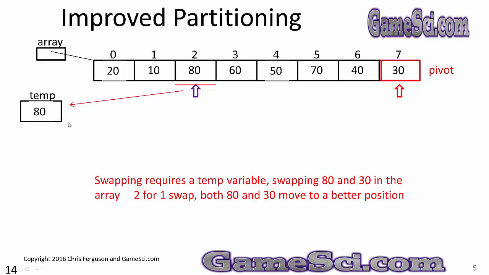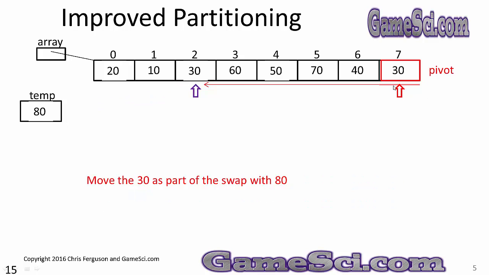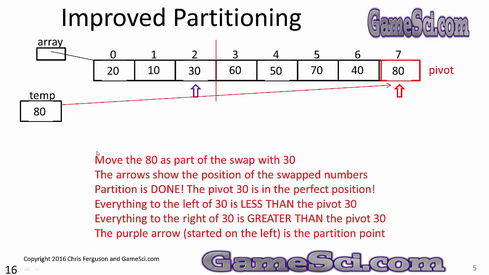Once again, we're getting a 2-for-1 swap. The 80 and the 30 both move to better positions. The 30 moved down and replaced the 80 there. We took the 80 and put it back to where the 30 was. Boom. The arrows show the position of the swap numbers. The partition is done. Notice the pivot value 30 is in the perfect position.